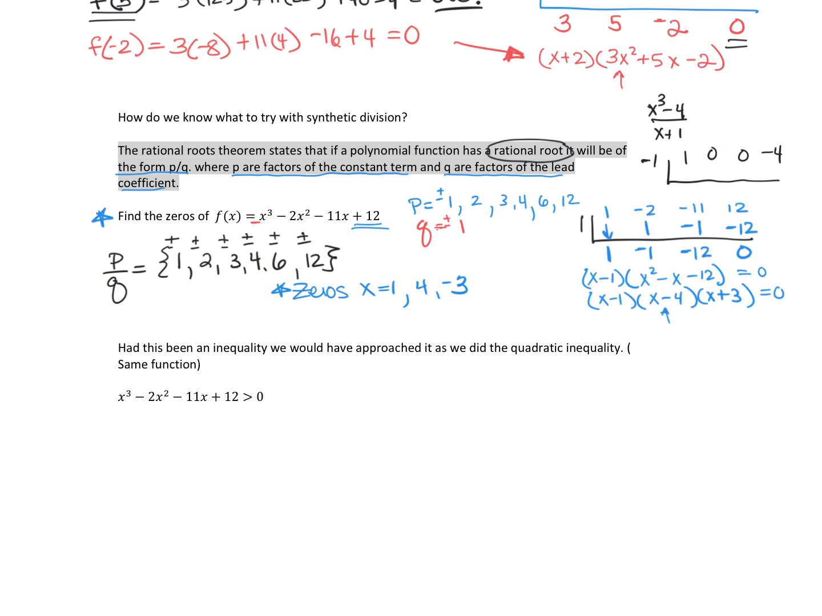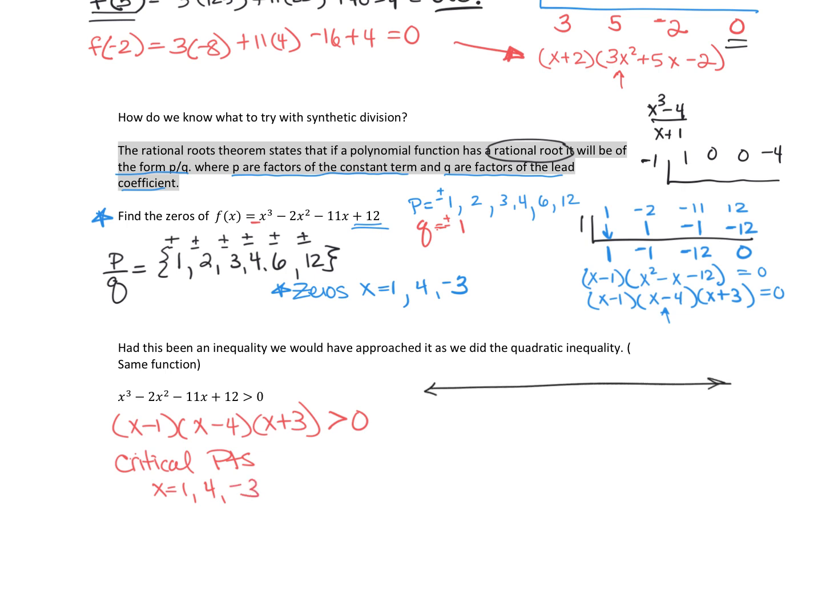How would we have dealt with this if it were an inequality? Well, really no different than if it were a quadratic inequality. Once this is factored, x minus 1, x minus 4, and x plus 3 greater than 0, I get my critical points, which are 1, 4, and -3. And I'm going to put those on my number line. 1, 2, 3, 4. 1, 2, 3, -3.